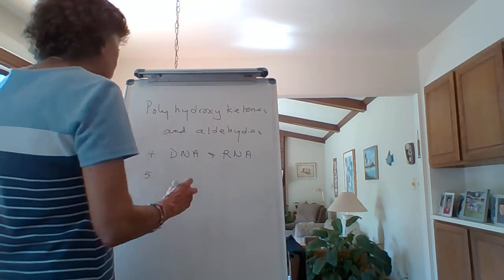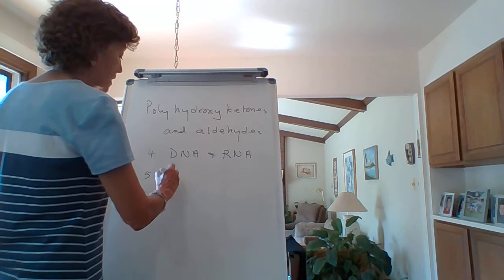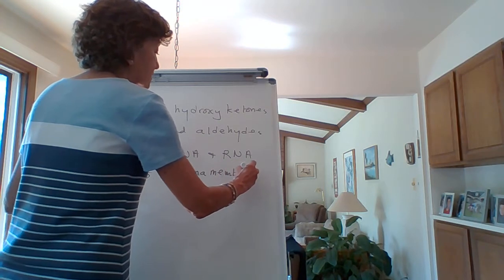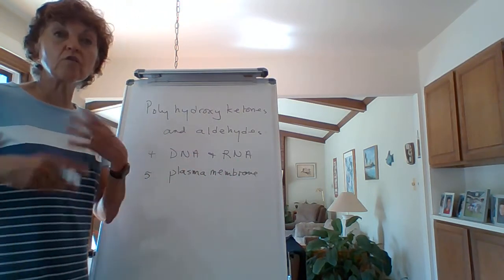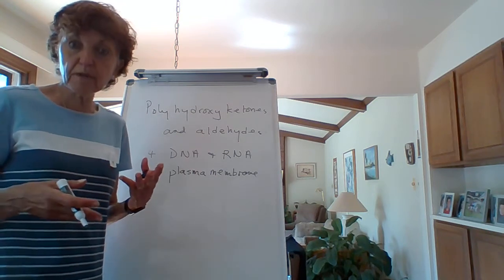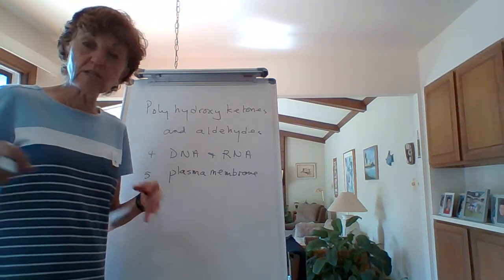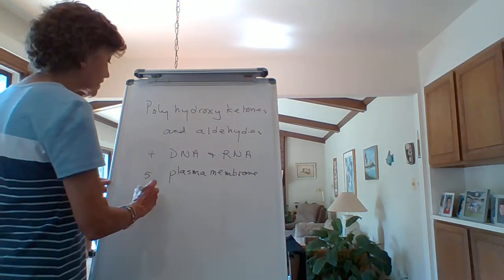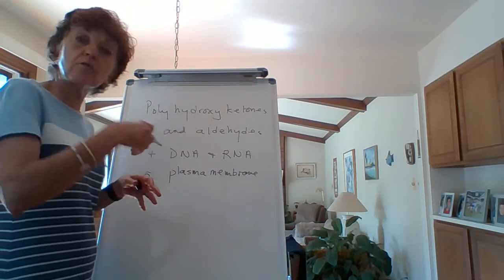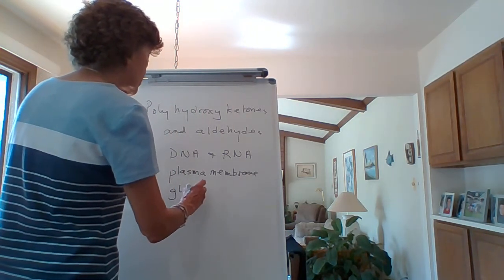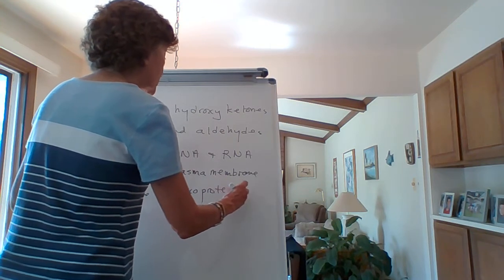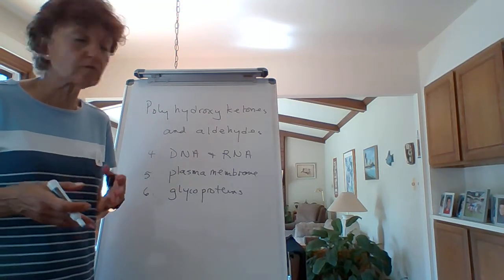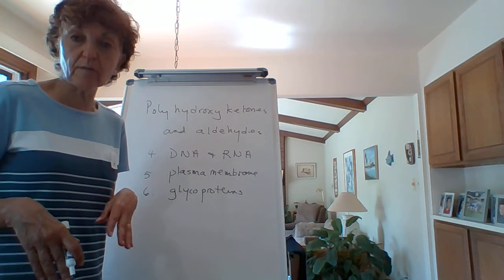Number five, they are also part of the plasma membrane. You know, every cell is surrounded by a plasma membrane, and you may have heard in biology that this is a phospholipid bilayer. Well, sometimes you get these carbohydrates on that plasma membrane as glycolipids, and also they could be attached to proteins like glycoproteins. And this is a way that cells can sometimes communicate with each other. So anyway, a whole bunch of different functions for carbohydrates.